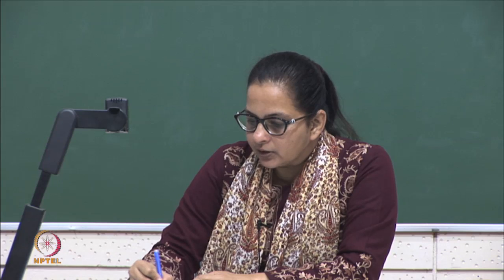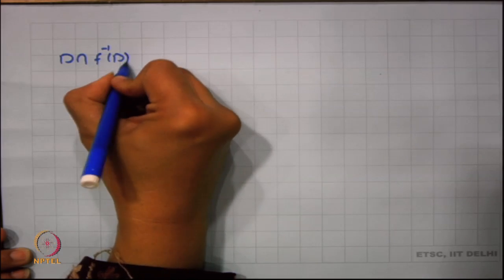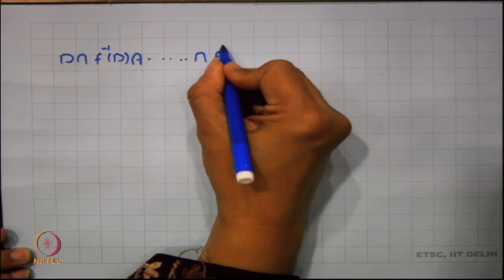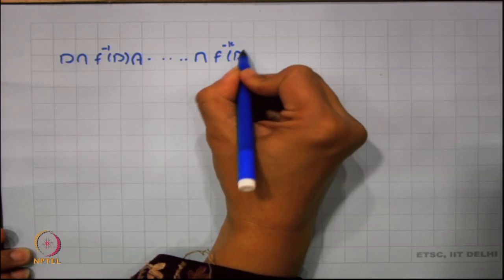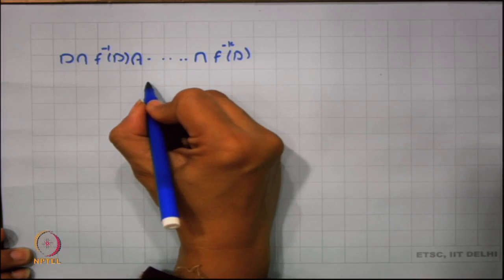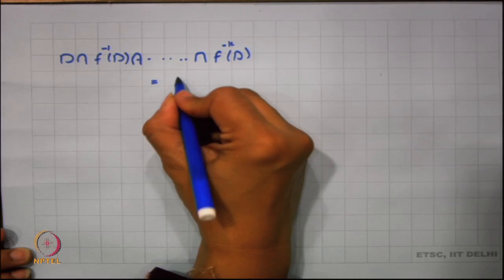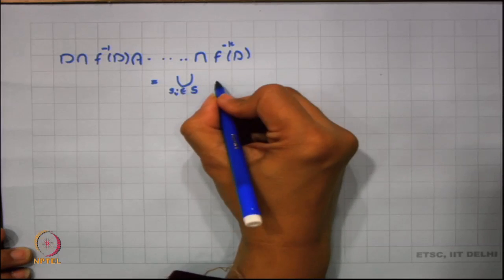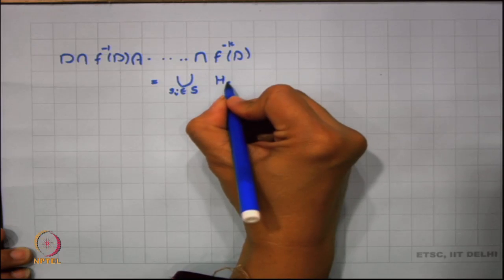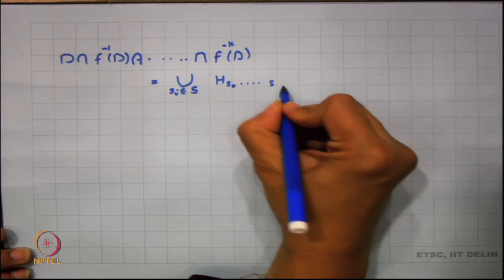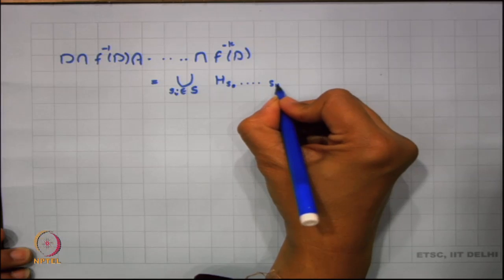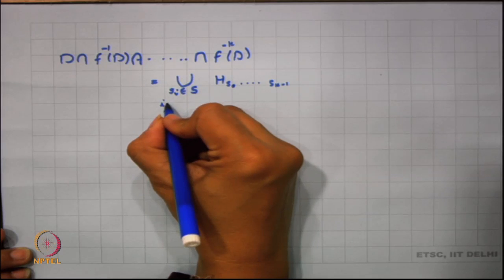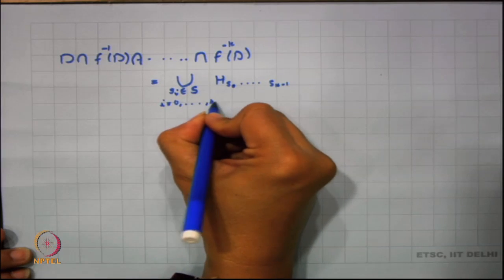So, D intersection F inverse D intersection F minus k D, what happens at this kth stage? What I get here is the union over S_i belonging to S, right. I have H of S0 up to S_{k-1}, and I have this i varying from 0 to k minus 1.